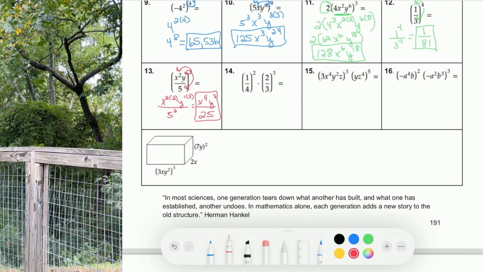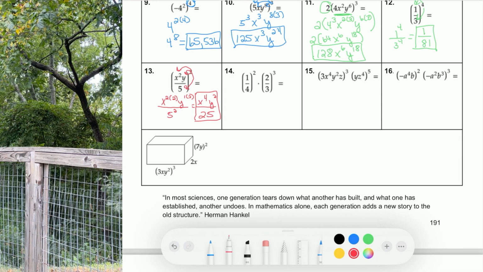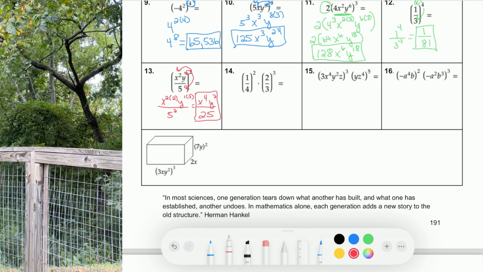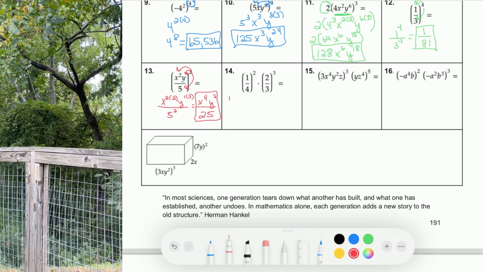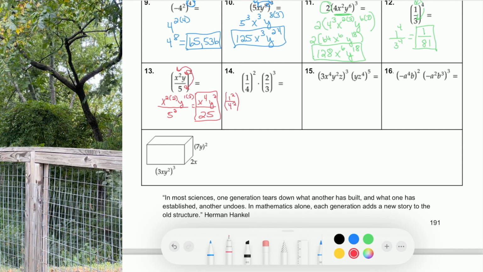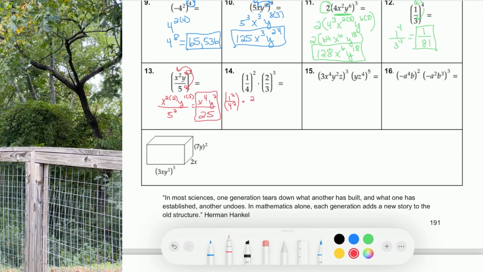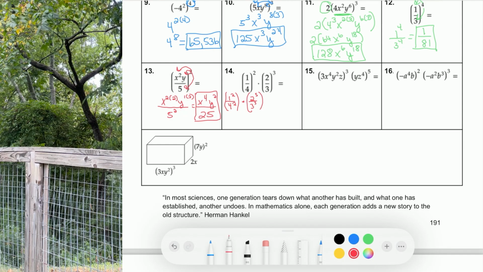Number 14, I have two different fractions that I need to distribute their exponents to and figure out what those fractions are before I multiply. Because remember, we deal with exponents before multiplication in GMDOS in our order of operations. So I'm going to write this out. I get 1 to the power of 2 over 4 to the power of 2 times 2 to the power of 3 over 3 to the power of 3, because I need to distribute that 3 power, just like I did the other one.